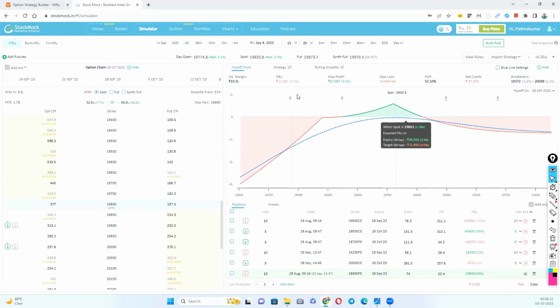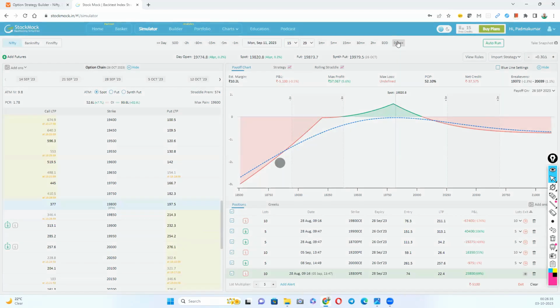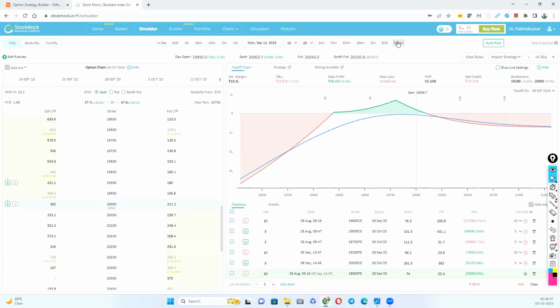Yeah, end of the day, spot is 820 on 8th of September. This change we have done on 8th September. Now let's move on. Next day, it's a Friday. On Monday, what happens? Let's see what has happened.